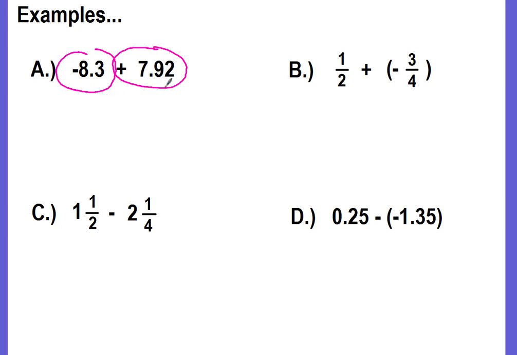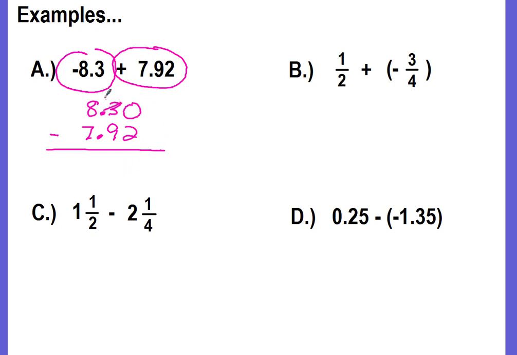Yes, the 7.92 has more digits, but the 8.3 is a larger number. So in regular subtraction, you have to put the larger number on top. And because we're dealing with decimals, you have to line up the decimal points. So it's going to be 7.92. This means that we have a hole up here next to the 3, and that's okay because we know we can put a 0 there. And then you subtract like normal.